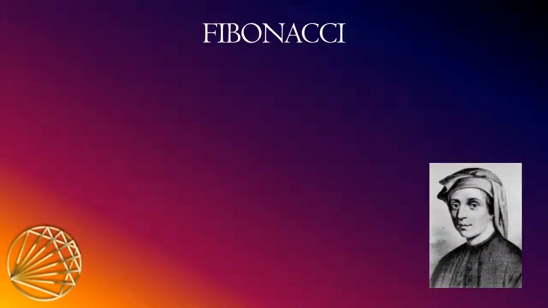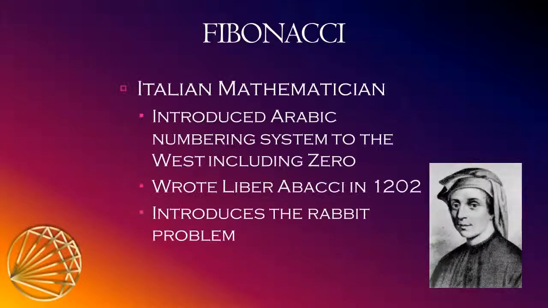Leonardo Fibonacci was an Italian mathematician. He introduced the Arabic numbering system to the West. In 1202, he wrote Liber Abaci, or the Book of Calculation. In this book is the famous rabbit problem. Fibonacci poses a problem that gives rise to a series of numbers that to this day are referred to as the Fibonacci series of numbers.